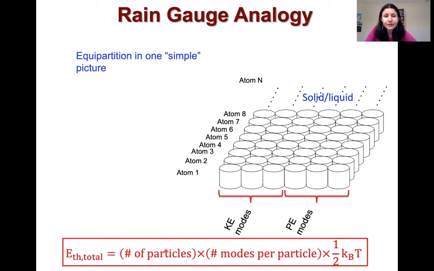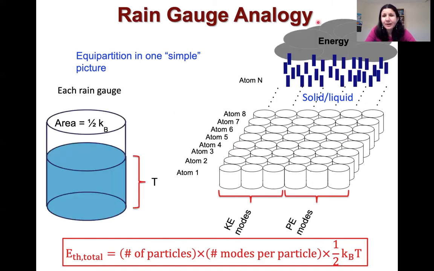More generally, we write this as the total number of modes per particle. Then if we want to count all the buckets, we have to multiply by the number of particles. So the total number of particles times the total number of modes per particle, this product will give us the total number of modes present in our system. And then each mode has that factor of 1/2 kBT. So this is our total thermal energy for our system.